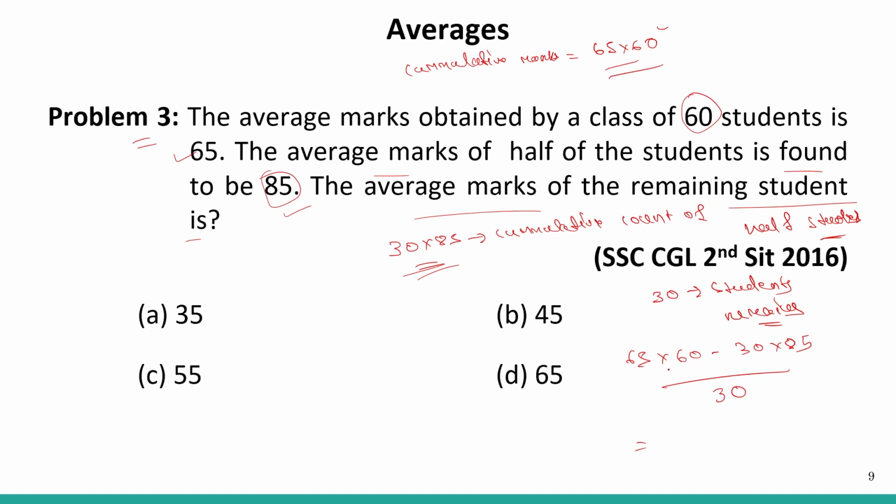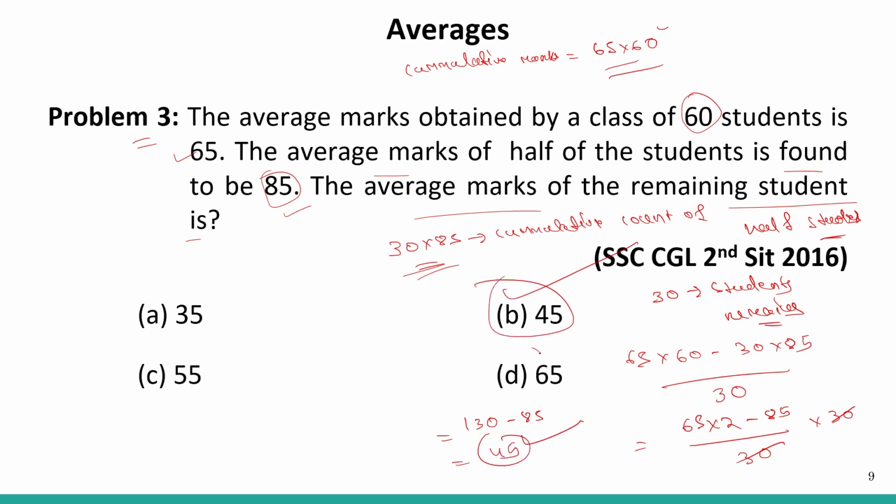Dividing it by 30, we can take 30 common from the numerator, and we are left with 65 into 2 minus 85, whole by 30 into 30. So 30 will get cancelled out, and we are left with 130 minus 85. So this will be equal to 45. So 45 will be the correct answer. Option B is the correct one. 65, 55 and 35 are all wrong answers.